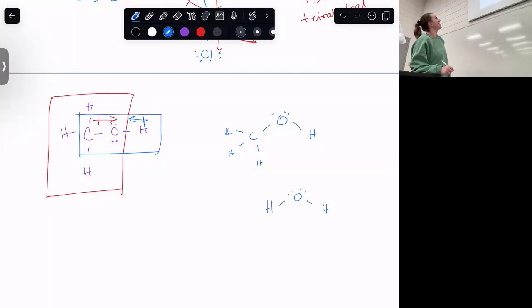Three hydrogens, tetrahedral. That's also tetrahedral, right? But there's no lone pair, so it looks exactly like a tetrahedral. So instead of this hydrogen being on our bent water, it's actually just this CH3. So we still have our dipole pointing this way and our dipole pointing this way. So what is our overall dipole going to be? It'll be up.